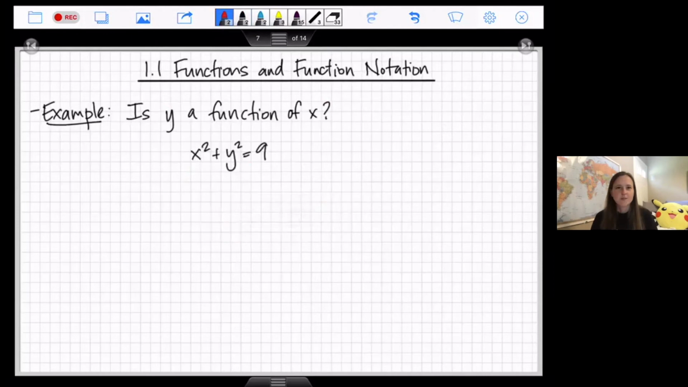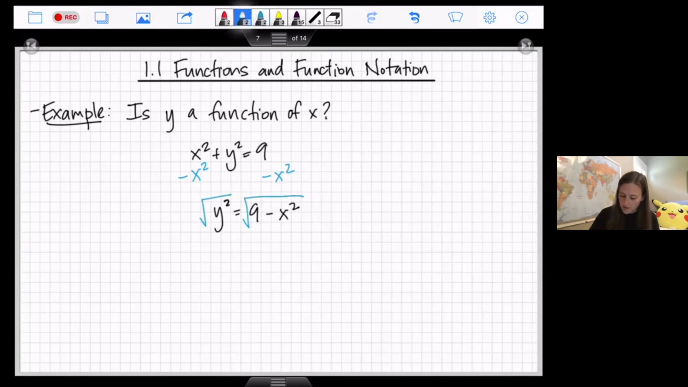So how about x squared plus y squared is equal to 9? We're going to do the same trick. We're going to try to solve for y. So I'm going to subtract x squared from both sides. And I get y squared equals 9 minus x squared. And I need to take the square root of both sides to get rid of the square on the y. All right, and hopefully you remember that when you take square roots of both sides of an equation, you always need to put a plus or minus on the square root.